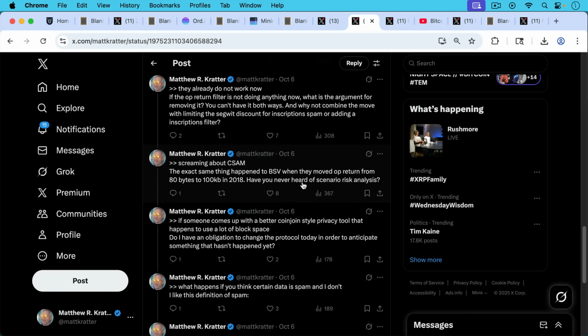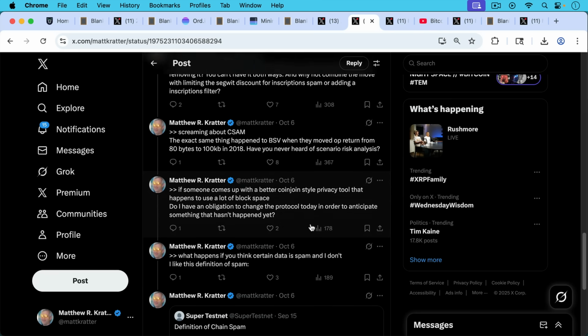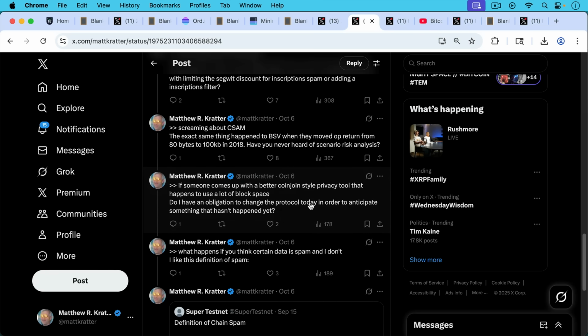In response to his saying, if someone comes up with a better CoinJoin style privacy tool that happens to use a lot of block space, my response is, do I have some obligation to change the protocol today in order to anticipate something that hasn't happened yet? His comment, what happens if you think certain data is spam and I don't?